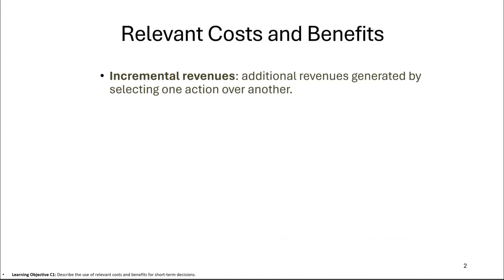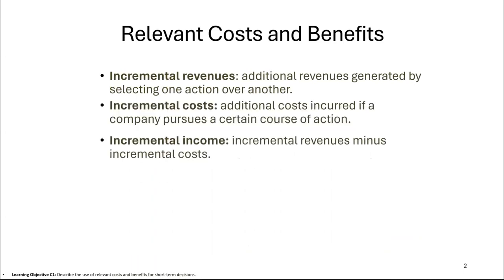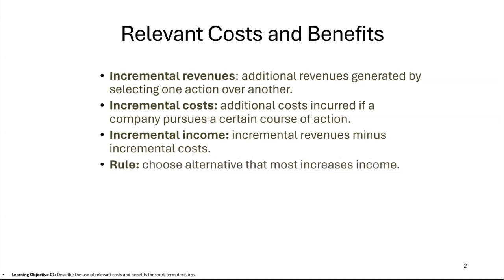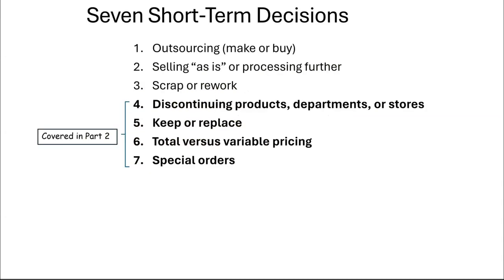So again, relevant costs. We only want to look at incremental revenues and incremental costs and incremental income. We choose the alternative that most increases income. Now we're going to look at the last four of these: discontinued products or departments, keep or replace, total versus variable, and special orders.